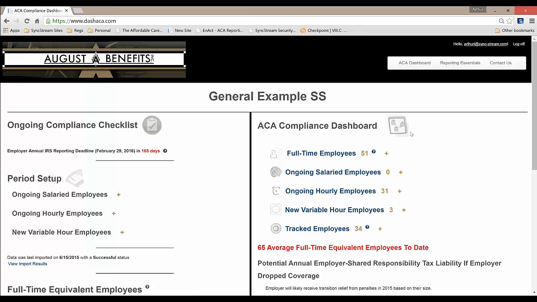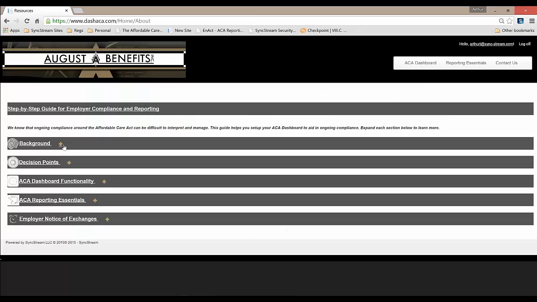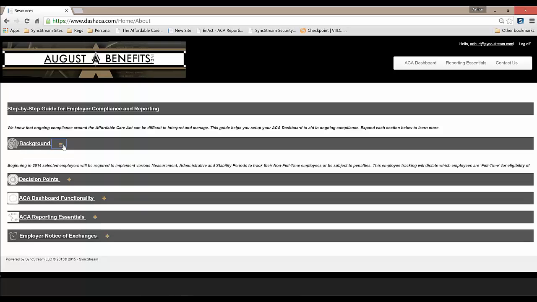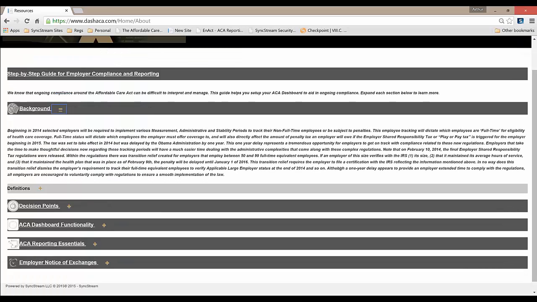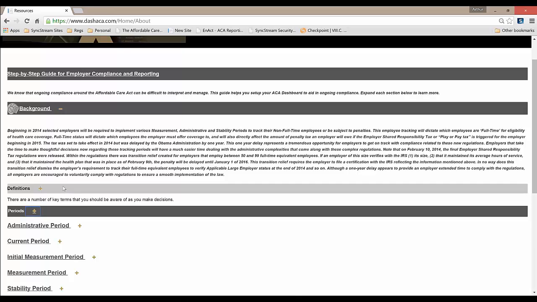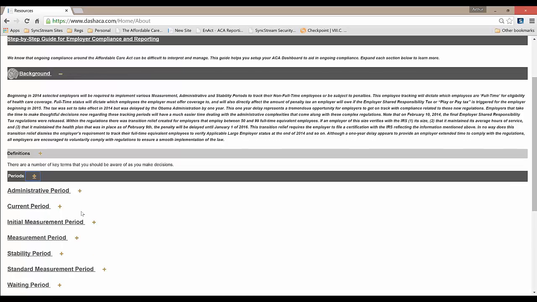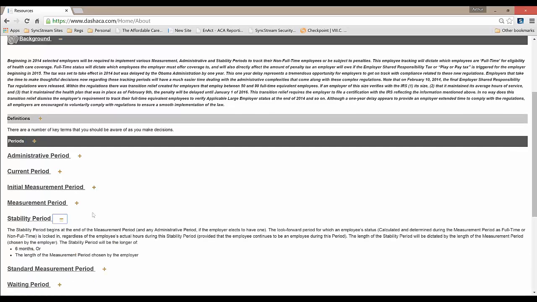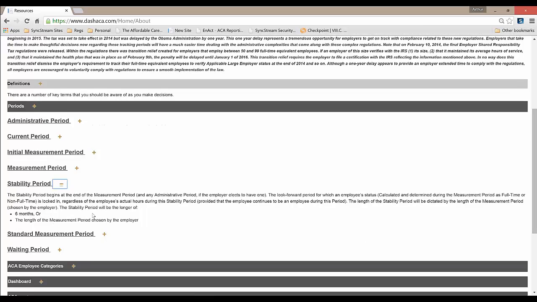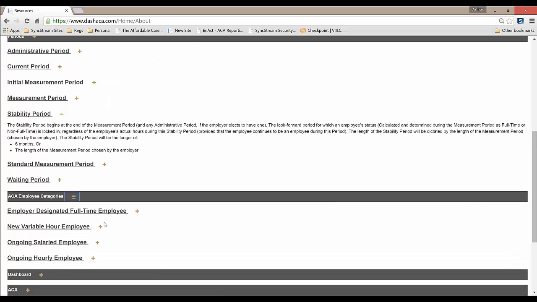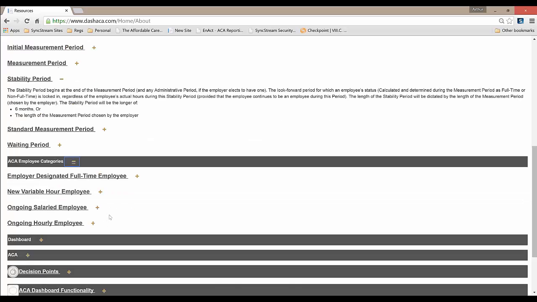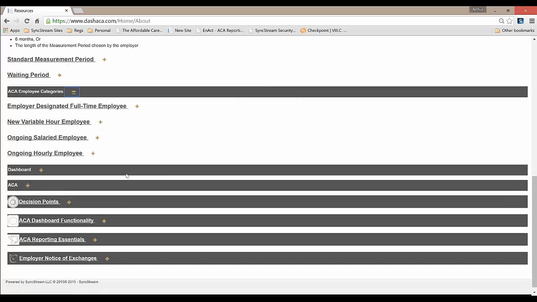So there's information in the system about the different definitions we're talking about. Initial measurement period, standard measurement period, what's a stability period. I won't go through too much of this, but this is a breakdown of a lot of the information that's all sort of brand new to employers as they embark on these new complex regulations and compliance challenges. Employers will select the measurement, administrative, and stability period they're going to use. Again, Valiant's going to play a major role in helping assist in that.